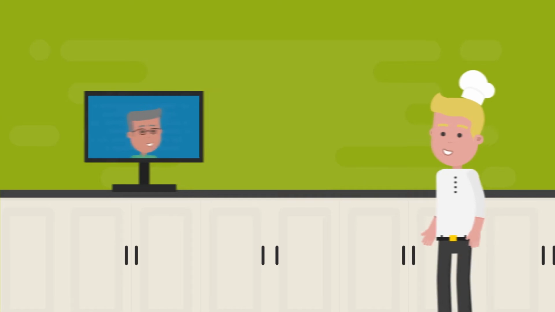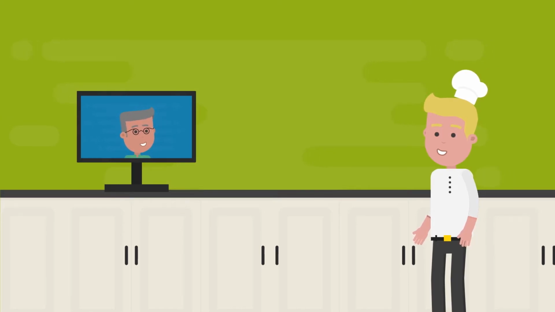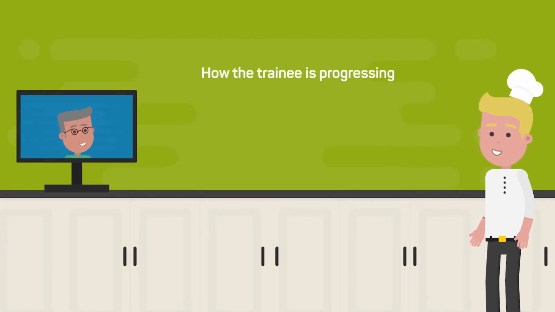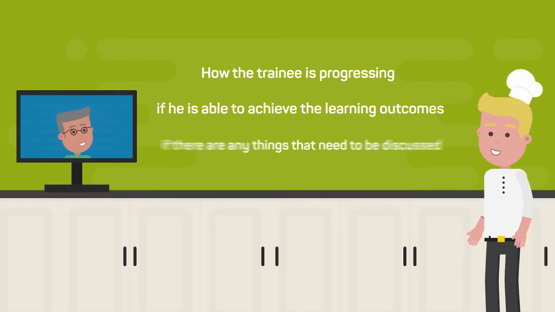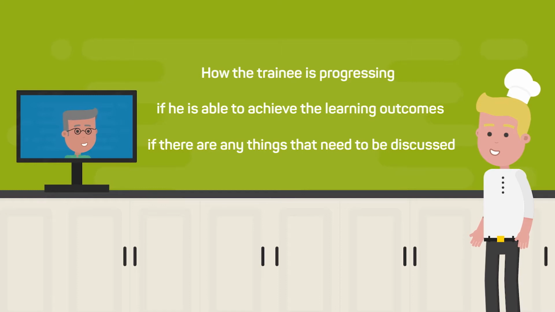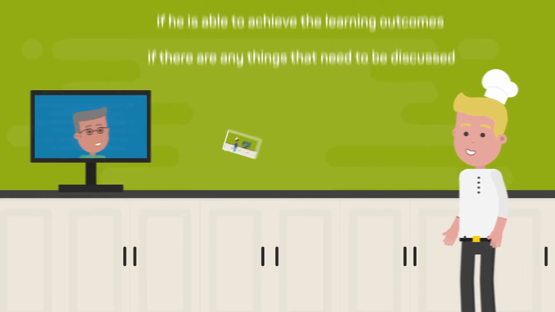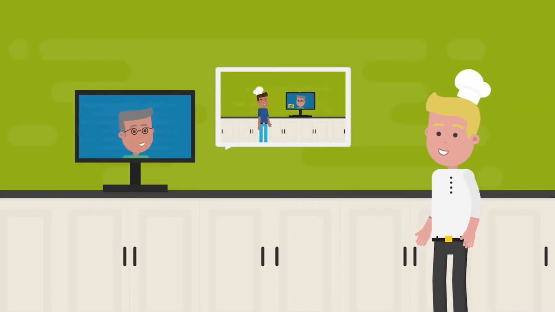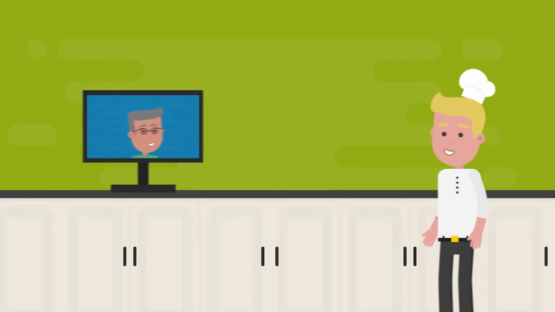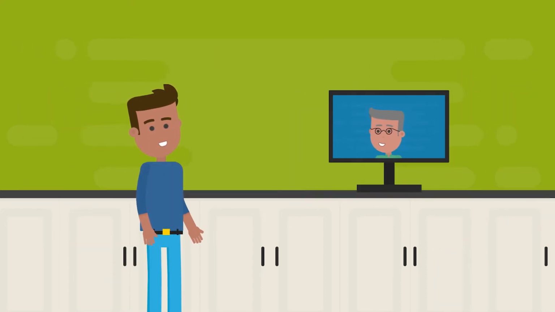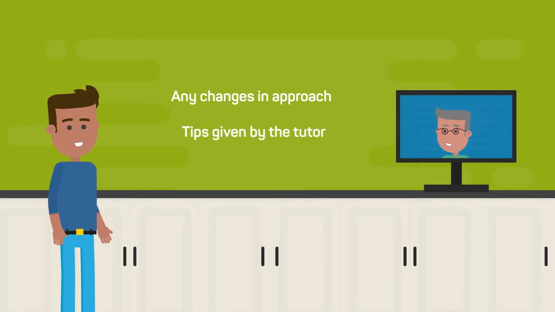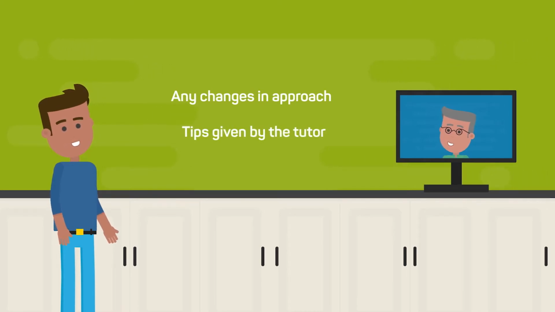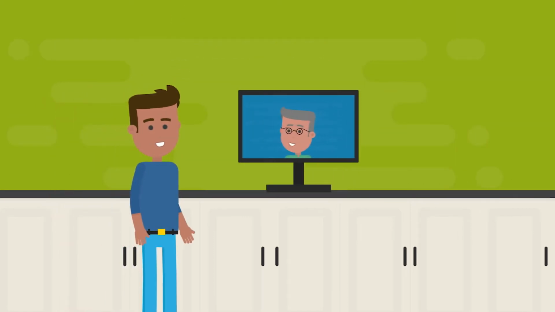After this, the mobility coordinator contacts the chef and asks how the trainee is progressing and whether he is able to achieve the learning outcomes agreed, and if there are any things which need to be discussed. He also informs the tutor of his conversation with the trainee. At the end of this Skype meeting with the tutor, the mobility coordinator informs Mark of any specific changes in approach or tips given by the tutor so that the student can further develop his performance in the coming weeks.